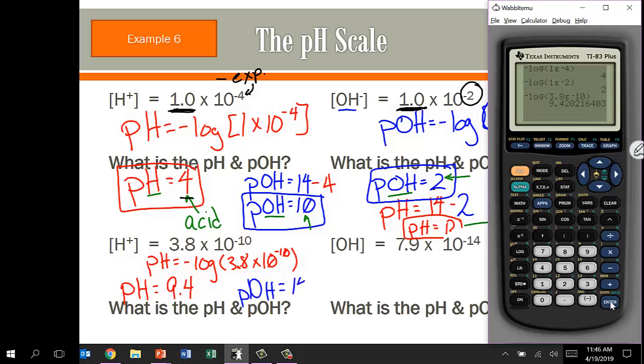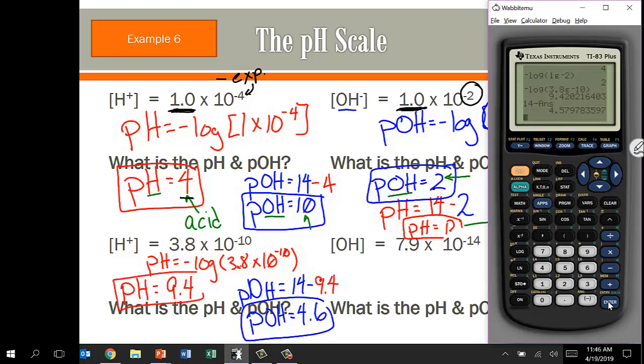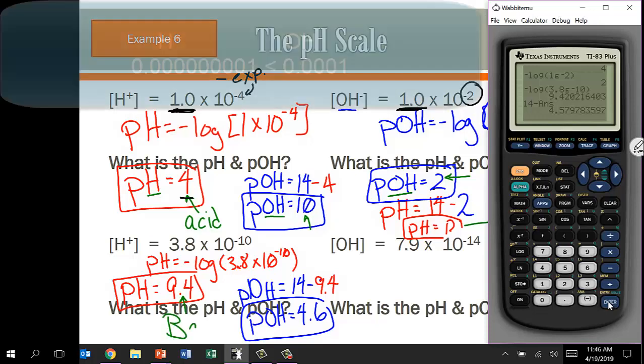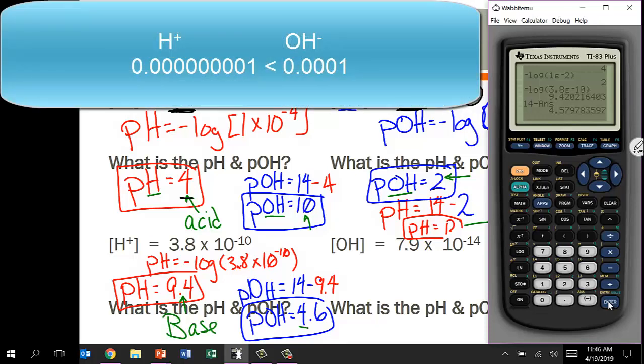pOH would be 14 minus 9.4. So 14 minus our answer would tell us that the pOH is 4.6. Again, you can either think of it in terms of number of decimal places, in terms of the concentration, or simply the pH is greater than 7, so this is a base, because we have more hydroxide than we do hydrogen.